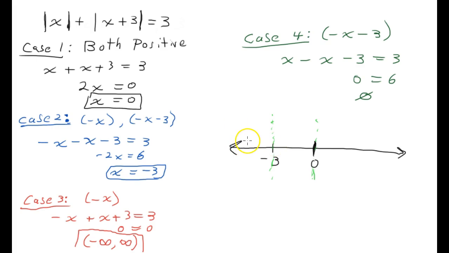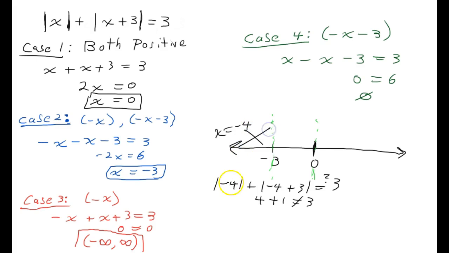So let's test when x equals negative 4. That just makes it easy. Let's say x equals negative 4, any number in this zone. If we were to plug that in there, we would get the absolute value of negative 4 plus the absolute value of negative 4 plus 3. Does that equal 3? Well, we get 4 plus 1. That does not equal 3. So this gets an x. That's no good.